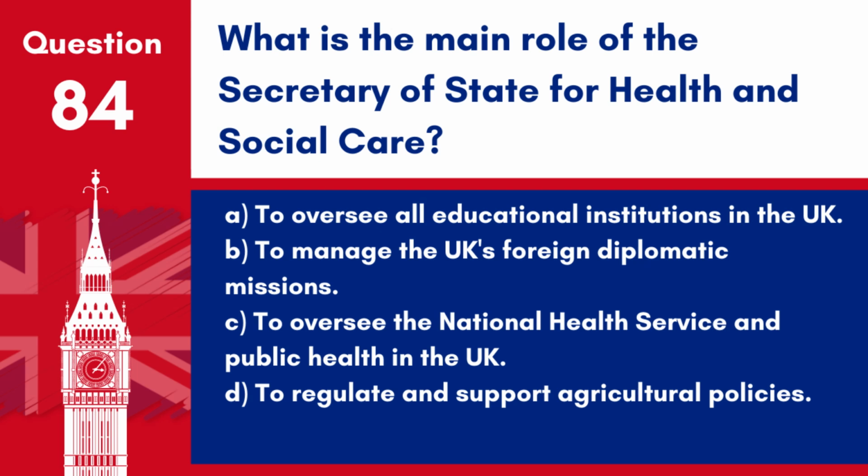Question 84. What is the main role of the Secretary of State for Health and Social Care? A. To oversee all educational institutions in the UK. B. To manage the UK's foreign diplomatic missions. C. To oversee the National Health Service and public health in the UK. D. To regulate and support agricultural policies.